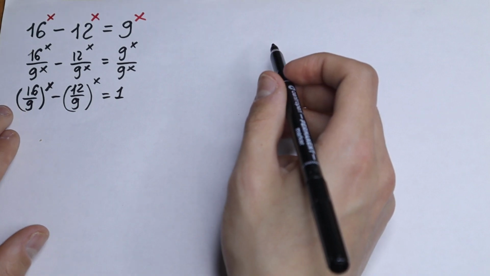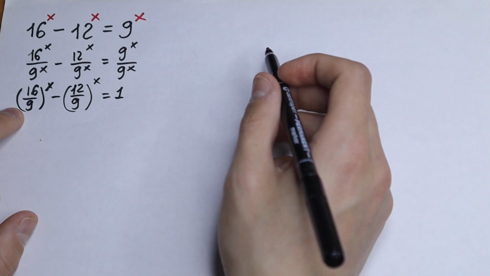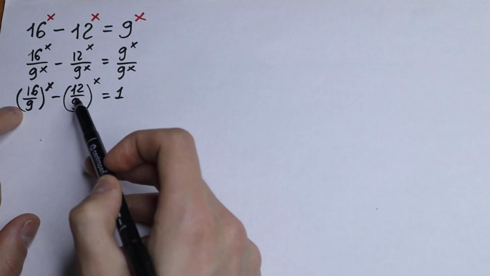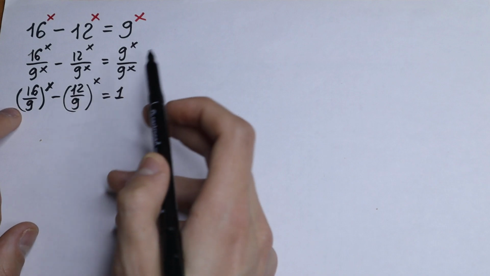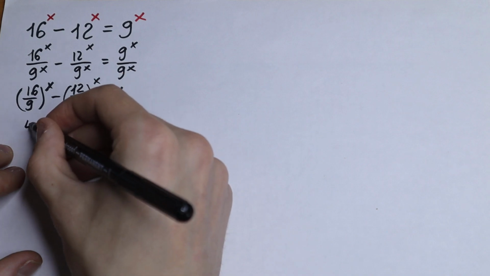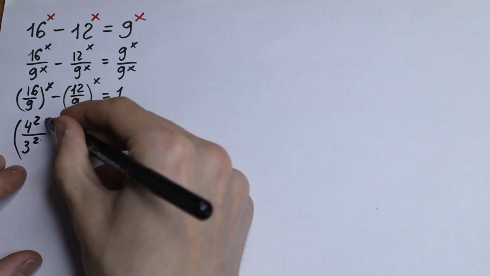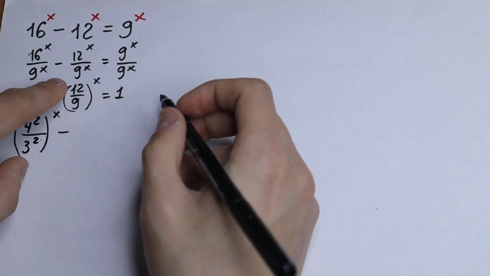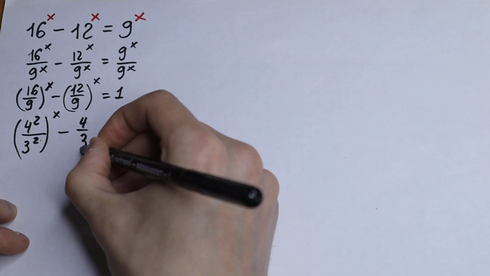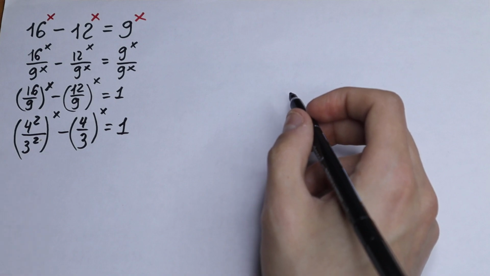Of course, we can see that this 16 can be written as 4 squared and this 9 can be written as 3 squared. And if we divide in this numerator and denominator by 3, we will have 3 right here and we will have 4 right here, so we can figure out with 4 and 3. So let's write this 16 as 4 squared over 3 squared, all raised to the power x, minus, and dividing numerator and denominator by 3, we will have 4 over 3 raised to the power x equal to 1. Nothing hard, just a little simplifying trick right here.